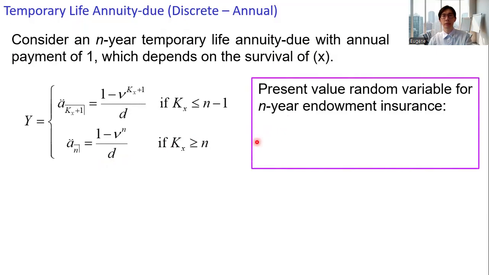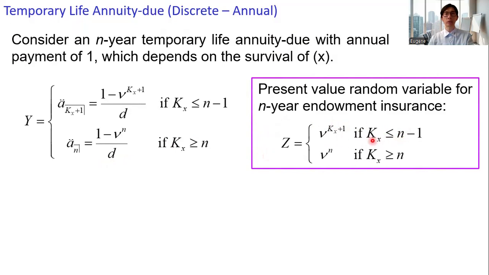Let's take a look at the actuarial present value. Z equals nu to the power K_x plus 1 if K_x is less than or equal to n minus 1, or else Z equals nu to the power n. So we will replace the expressions nu to the power K_x plus 1 and nu to the power n here by Z. Then we get the Y-Z relationship for the temporary life annuity due.